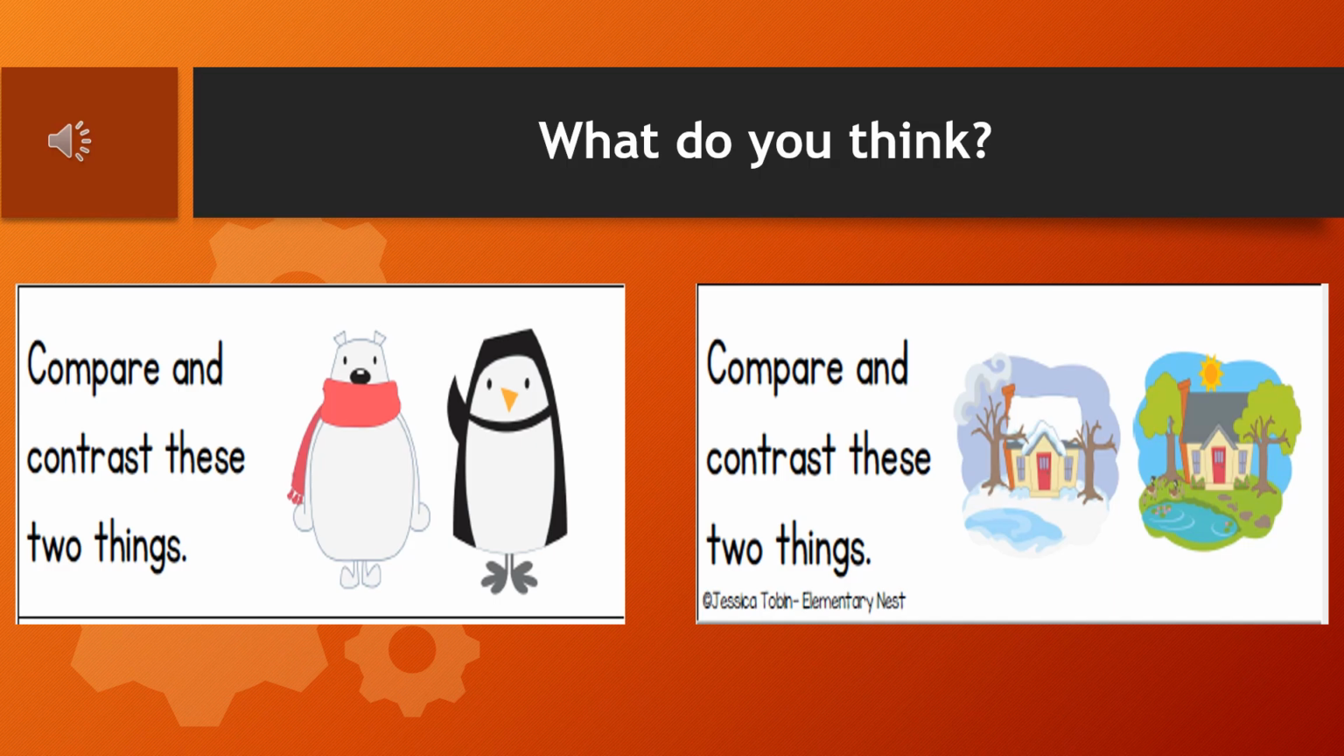Compare and contrast these two things. On the right, you see two houses. One thing that is the same, both pictures have a house and water in front of them. They also both have trees. One thing that is different is that in the one on the left, it looks like it is wintertime, whereas the one on the right, it looks like it could be spring or summer. There are no leaves on the trees on the one on the left. The one on the right has green grass and green leaves on the trees.